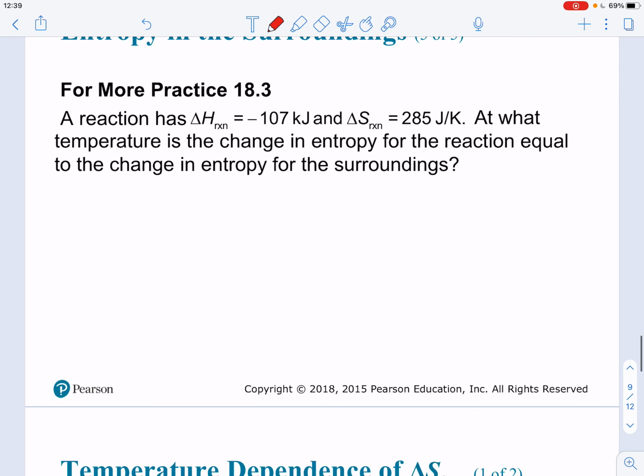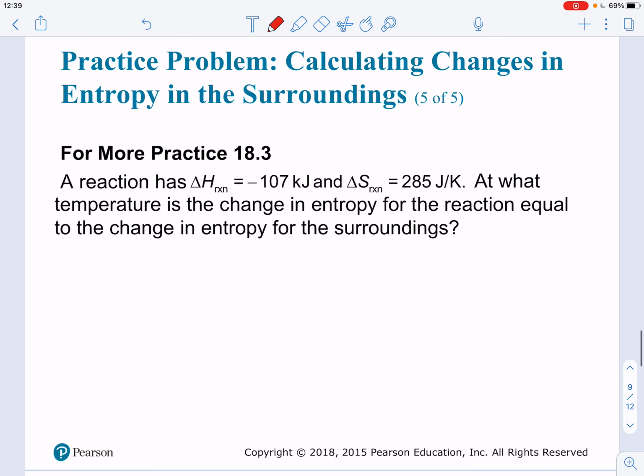Now here, this is a little more advanced problem. We have the change in enthalpy for the reaction, minus 107 kilojoules, and now we have the change in entropy for the reaction, which is 285. However, the question is, at what temperature is the change in entropy for the reaction equal to the change in entropy for the surroundings?